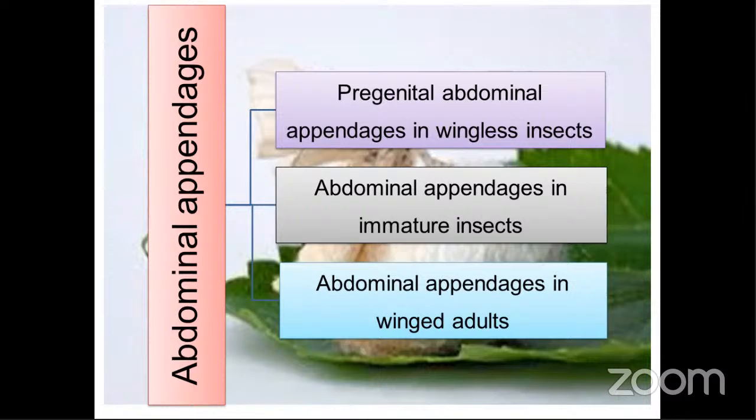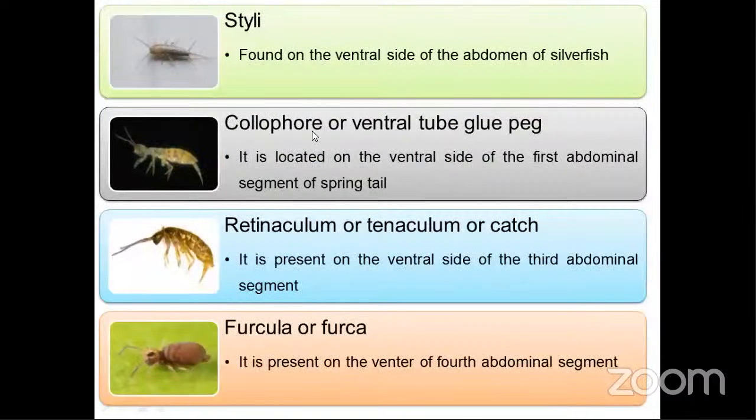There are 3 types: pregenital abdominal appendages in wingless insects, meaning apterygotes; abdominal appendages in immature insects; and abdominal appendages in winged adults. First we will discuss pregenital appendages in wingless insects, the apterygotes.